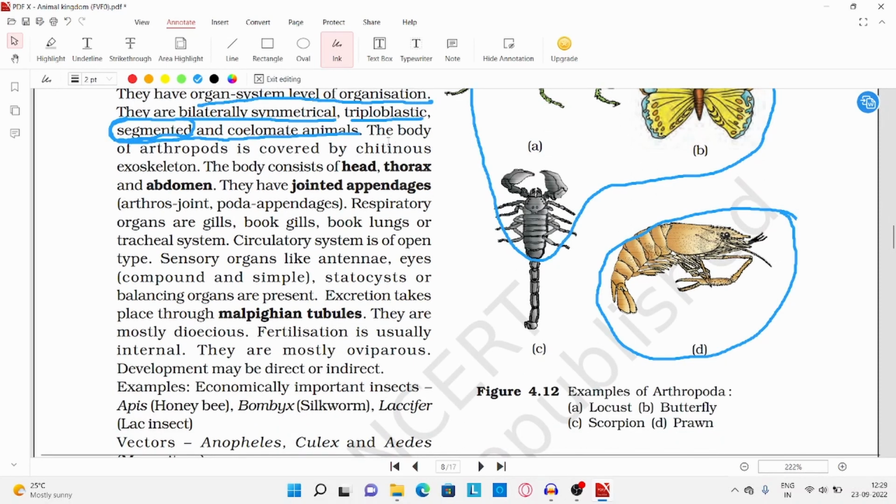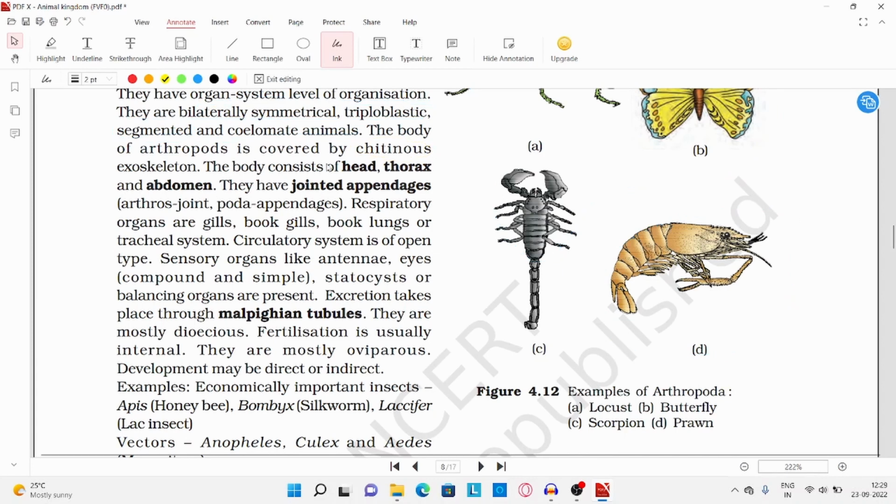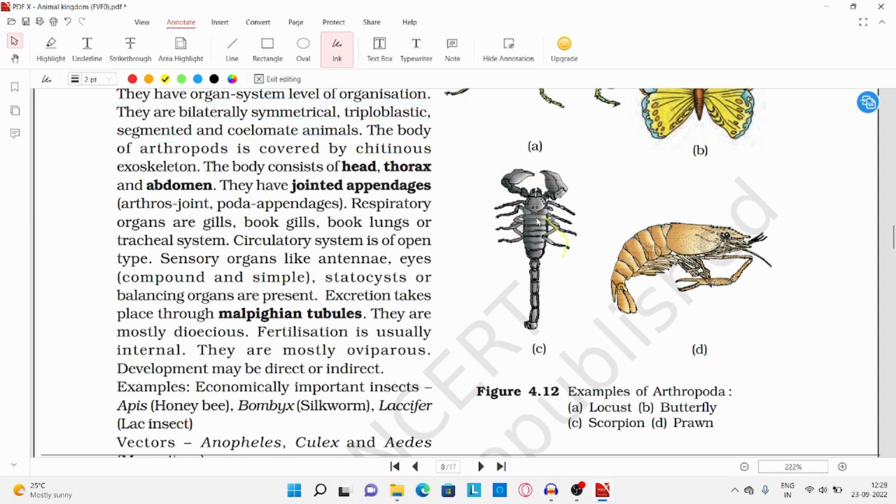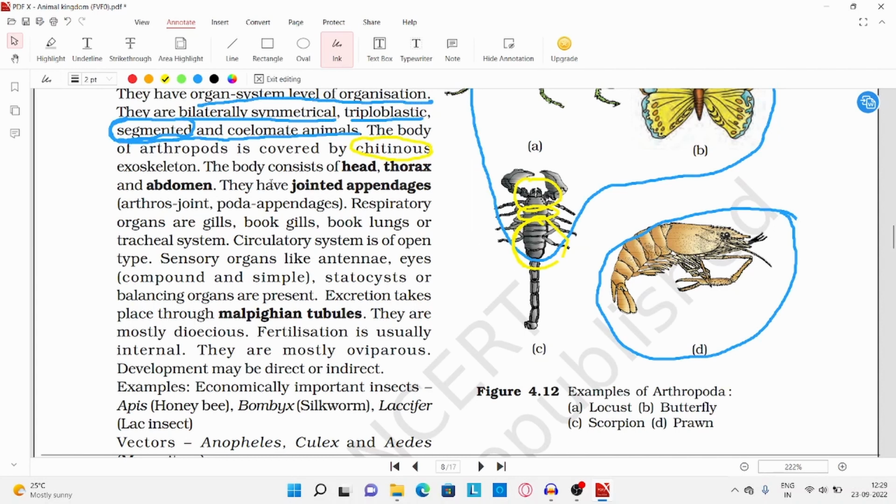Now the body of an arthropod is covered by a chitinous exoskeleton. This is an important but very basic fact. Almost everybody knows that a chitinous exoskeleton is present in arthropods. This is why they are so hard. The body consists of head, thorax, and abdomen, so the body is distinctly divided into a head, then a thorax, and then an abdomen region. They have jointed appendages, as the name itself says.